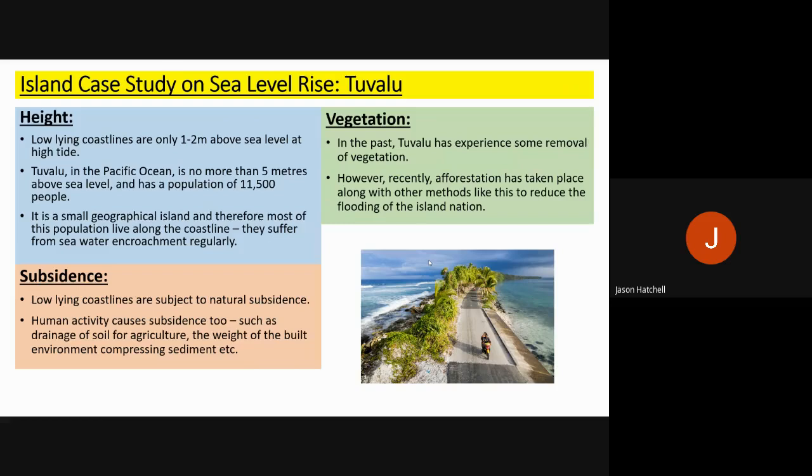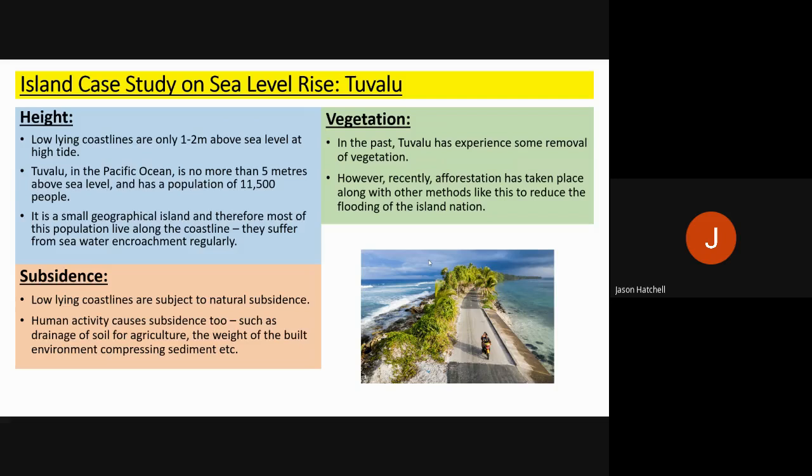Now, you had a case study on Tuvalu. You had one at GCSE as well. And this is the case study of an island that is seeing sea level rise. So there are just some brief points here to pick out from that case study. In terms of height of the land at Tuvalu, it is low-lying. Most places are 1 to 2 meters above sea level. Tuvalu in the Pacific Ocean is no more than 5 meters above sea level across the whole of its islands and has a population of 11,500. And it's very small geographically. They suffer from what's called seawater encroachment. In other words, the seawater encroaching on the land. Okay, so moving in towards the land, especially at high tides.